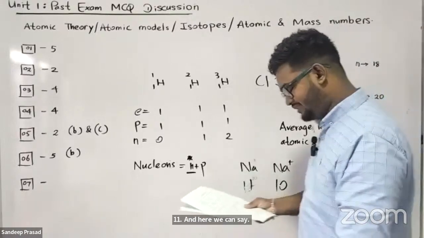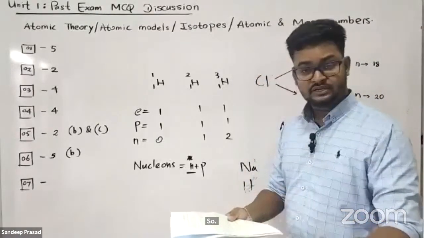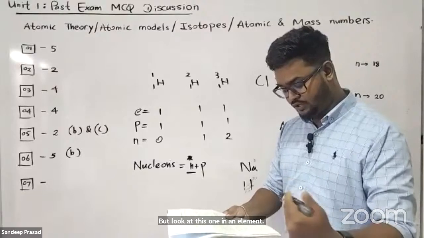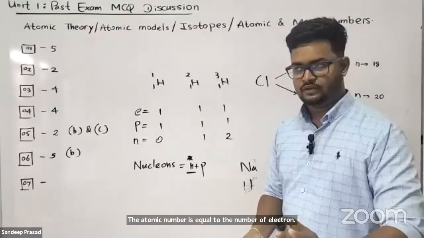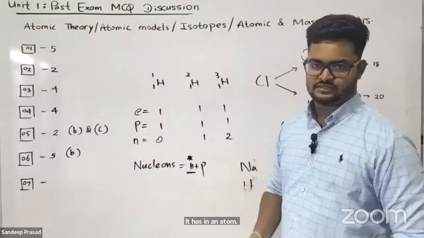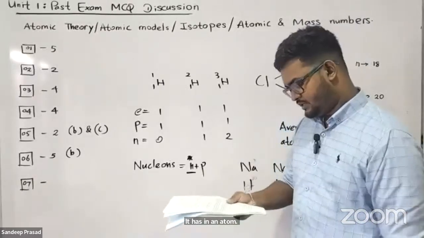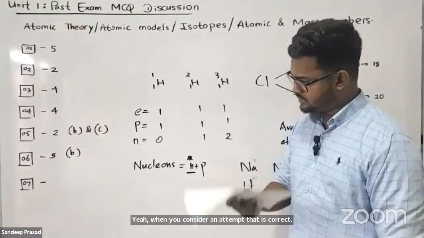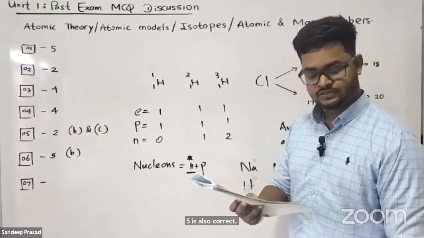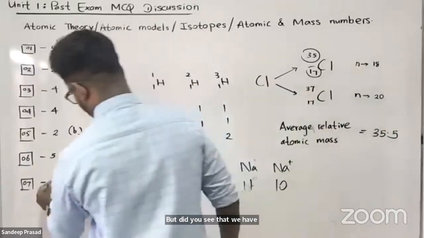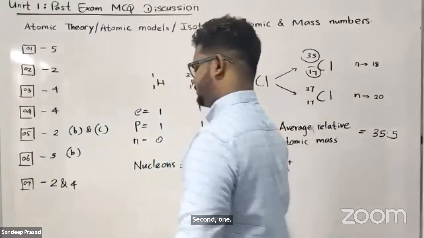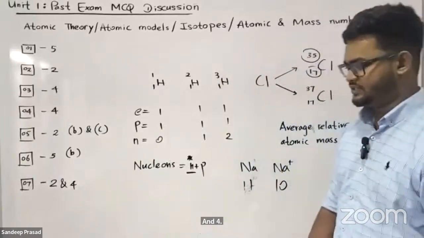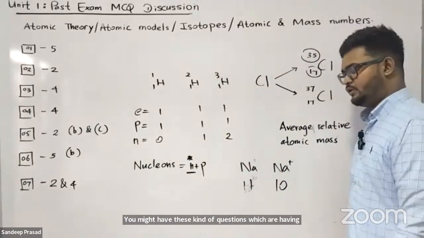But look at this one: in an element, the atomic number is equal to the number of electrons it has in an atom. Yeah, when you consider an atom, that is correct. So therefore 5 is also correct. But did you see that we have two answers, the second one and the fourth one? Sometimes in the examination you might have these kinds of questions which have two answers.